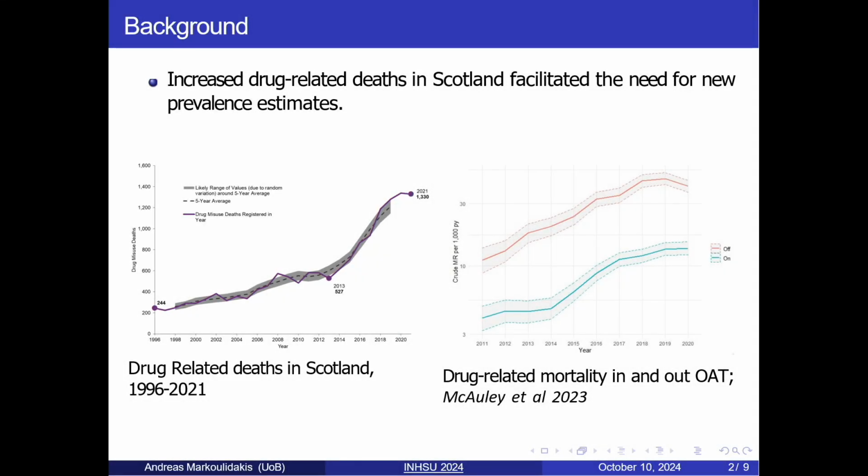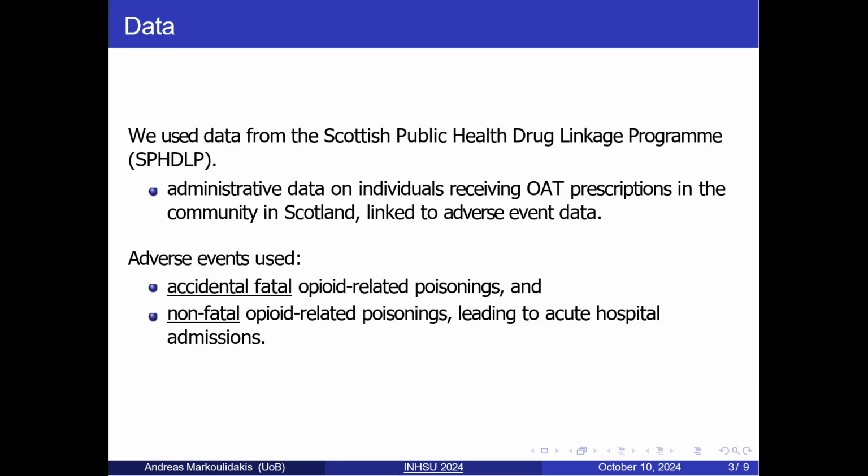So as our first speaker of this session, Megan, suggested very well, there is an increase in the number of drug-related deaths in Scotland throughout the recent period, and we also observe an increase in the mortality rates, both for those on and off OAT. For this reason, we need more recent estimates of prevalence of opioid dependence to understand whether the increase is also associated with an increase in the number of opioid-dependent population or not.